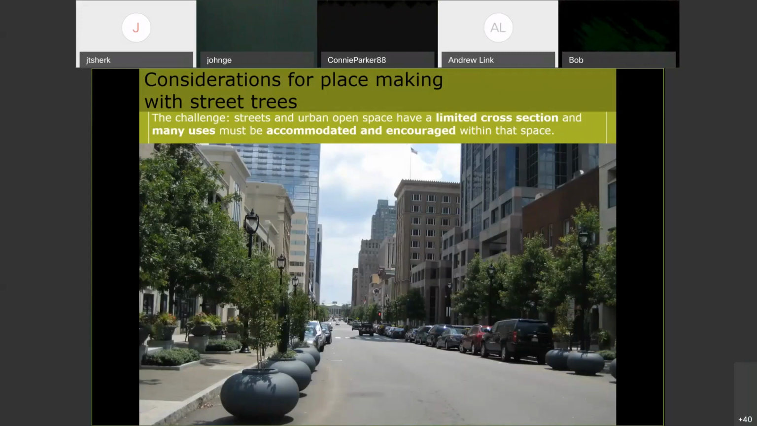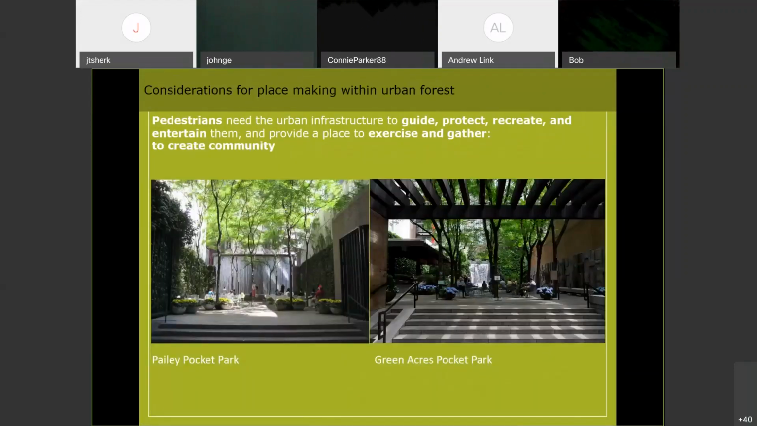And there's a variety of spaces. This is Fayetteville Street in Raleigh. These are little placemaking spaces, these little tiny pocket parks. Raleigh has a couple of really nice ones too, but these are historic examples of famous ones, Paley Park in New York and Greenacre Park. We need these respites. We need these green spaces throughout our cities to give people a place to exercise and gather and really create community.